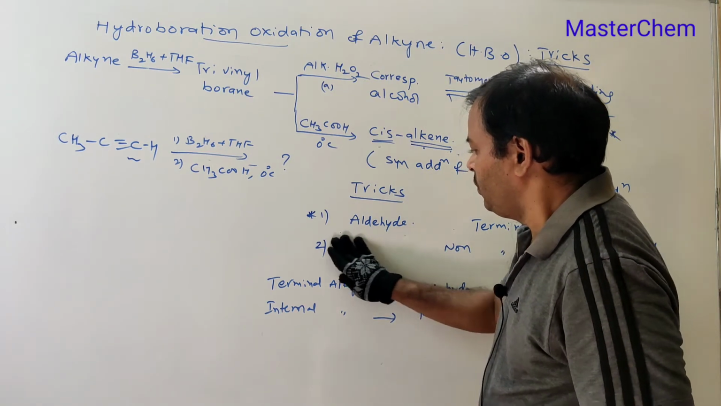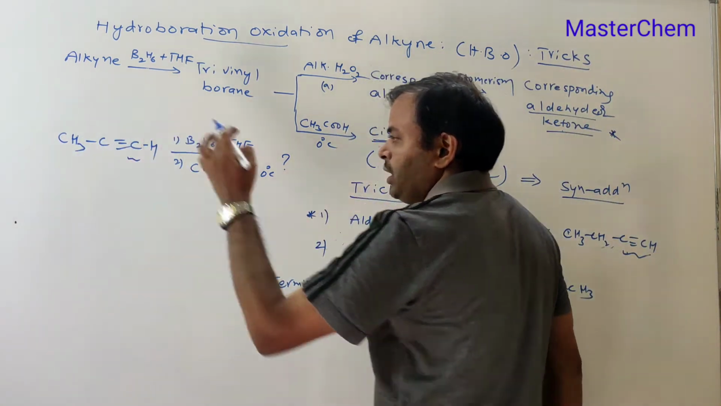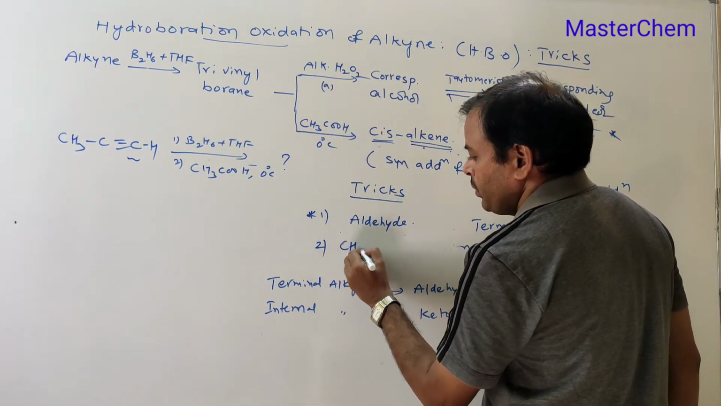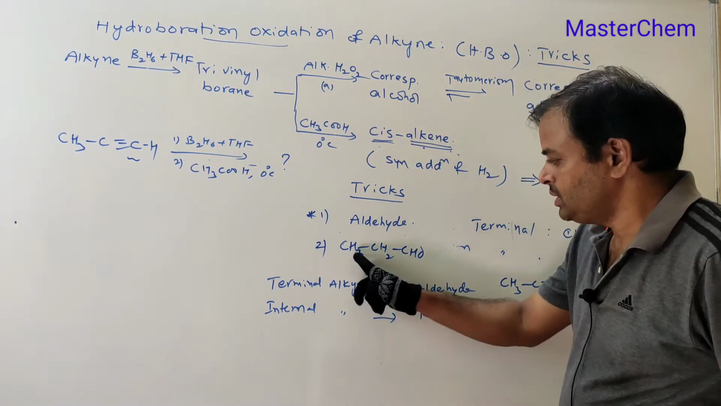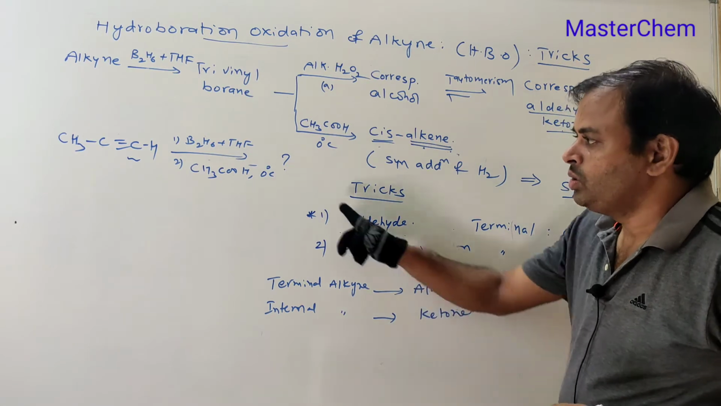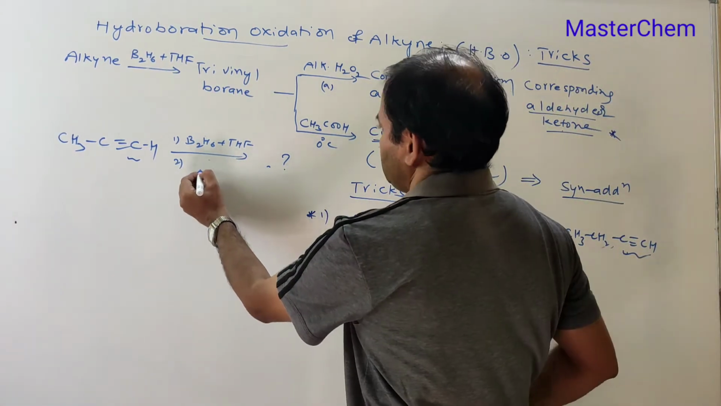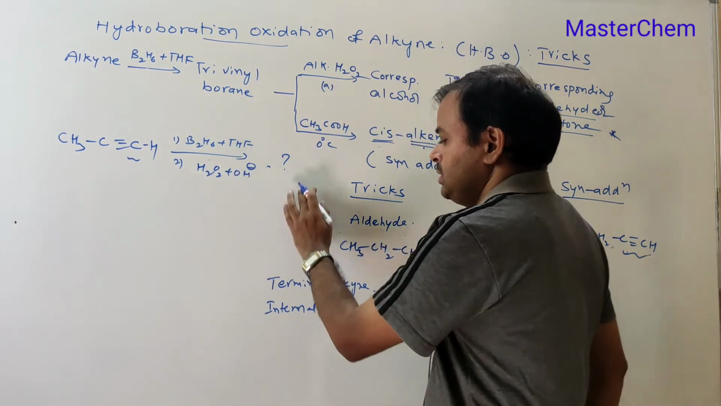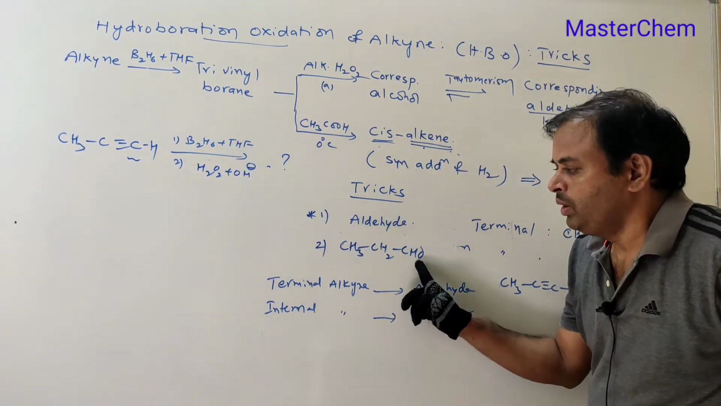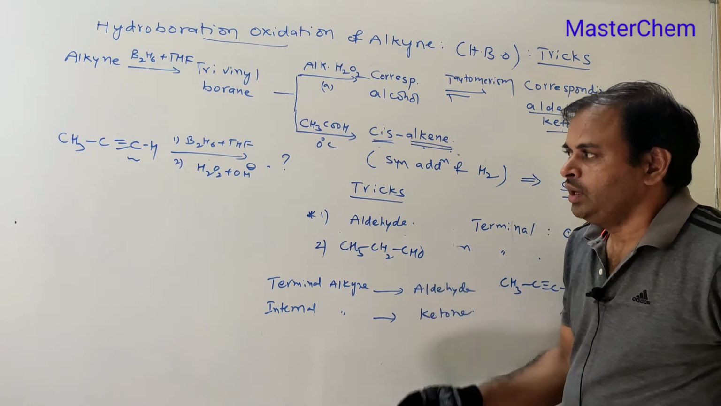Second conclusion: what is that aldehyde? How many carbons are there? 3 carbons. That's why your product must be a 3 carbon aldehyde. What is this? Propanaldehyde. So with the first case, that is H2O2 plus OH minus, what is your product? CH3CH2CHO, propanaldehyde.